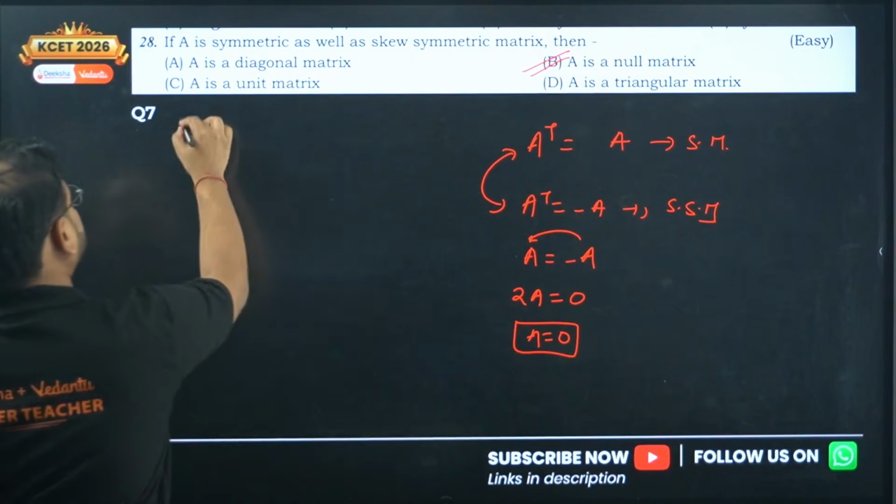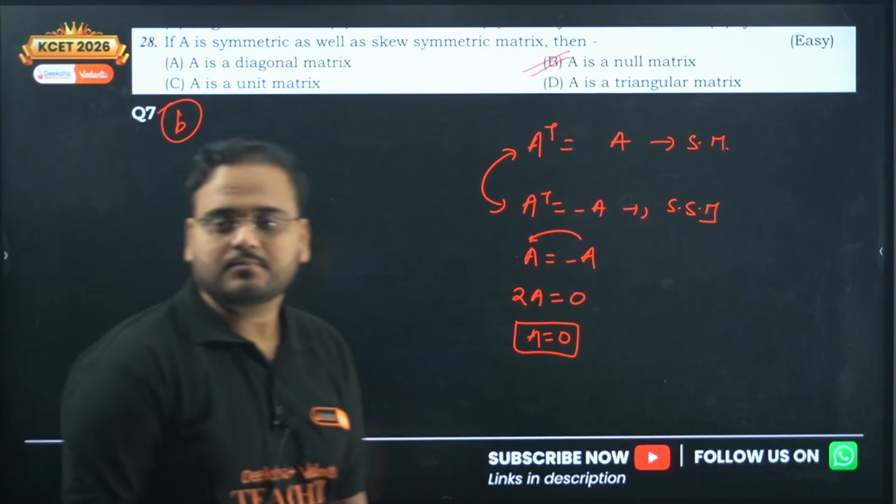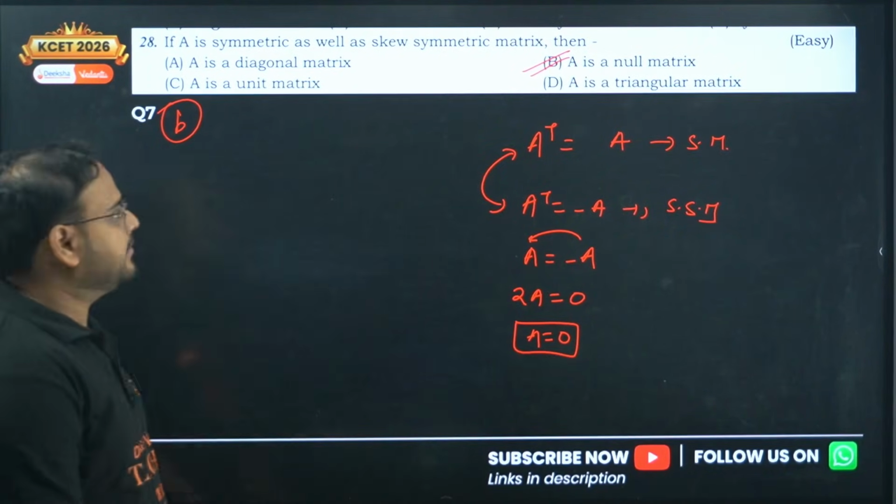Seventh answer is B. Fair enough. Clear. Okay, next.